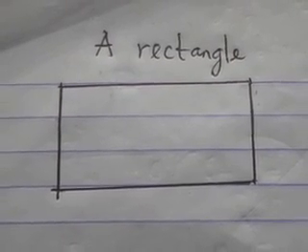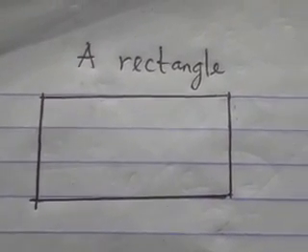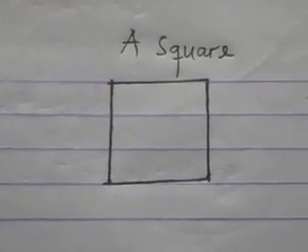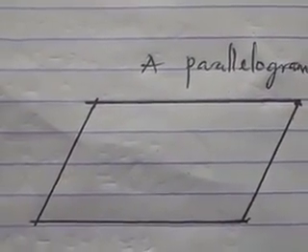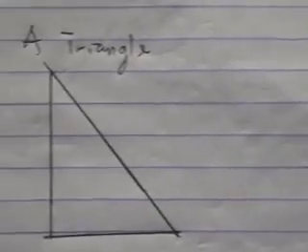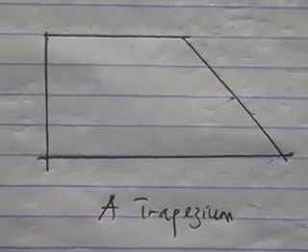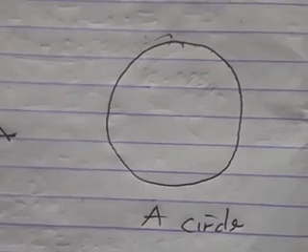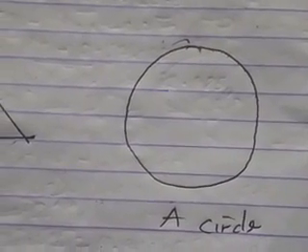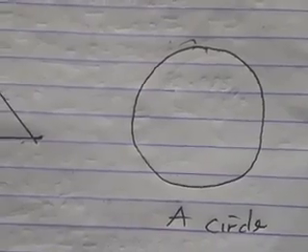Now, before you is a shape I call a rectangle. This is a rectangle. This is a square. This is a parallelogram. This is a triangle. This is a trapezium. And the final shape, this is a circle. Now, I'm going to be taking all these shapes one by one, and I'm going to be telling you the formulas for obtaining the area of these shapes.